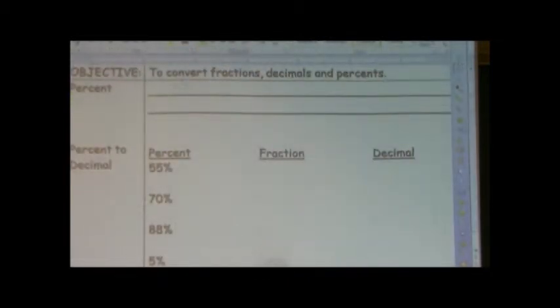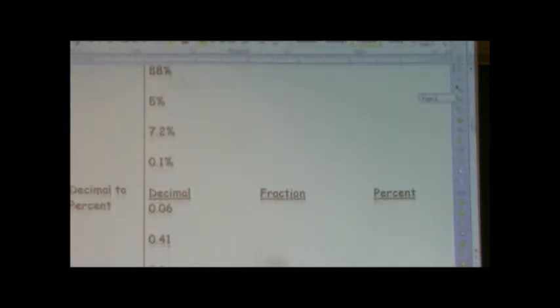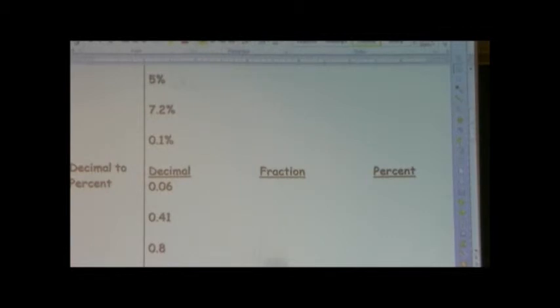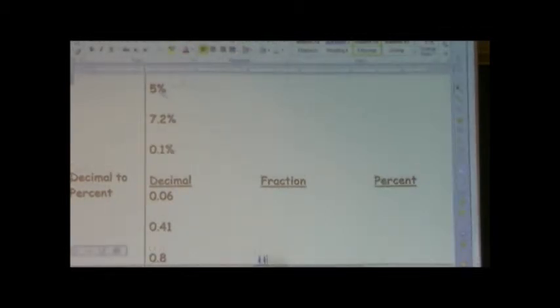Okay, I'm going to scroll down so we can go to the next problems. And we have 5%, 7.2, and 0.1. I'm not going to do 5% with you. You can do that one on your own. But 7.2, I want to talk to you about that one. Because it's 7.2 percent. Well, that looks a little weird when you put it in a fraction. 7.2 out of 100.